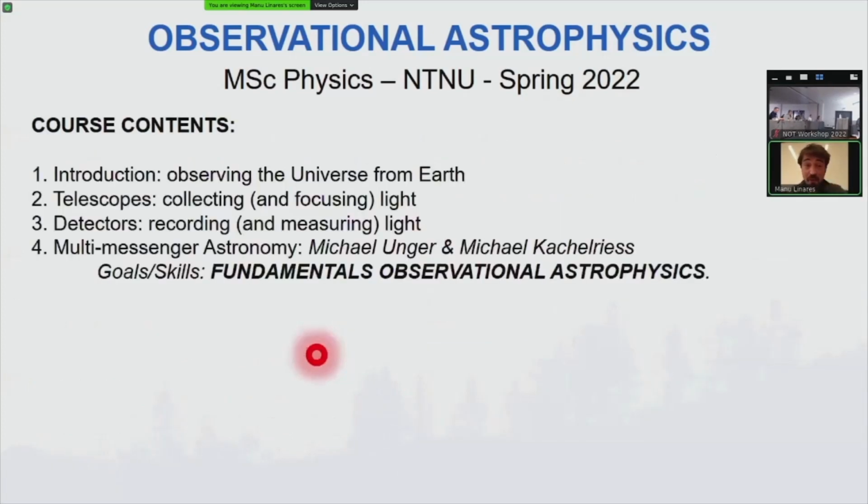The contents of the course are, well, first there is a first block which deals with the fundamentals of observational astrophysics. This is not something that they have seen before, so we have to introduce the basics, and you'll see more details of what I mean by the basics. Then there's a section on telescopes, collecting and focusing light. And then there's a section on detectors, recording and measuring light. And we also have a section in this first block on multi-messenger astronomy, taught by my colleagues Michael Unger and Kachelbis in the group.